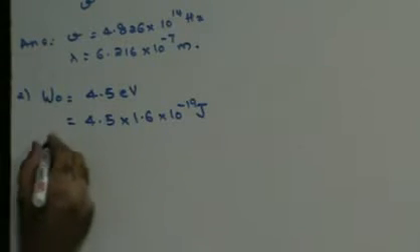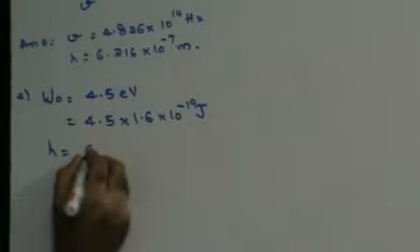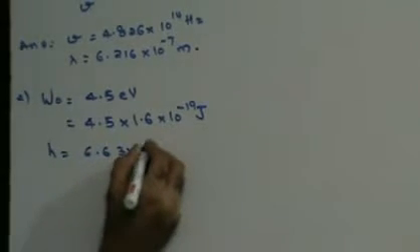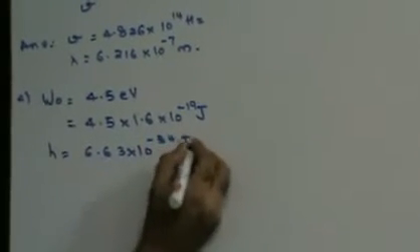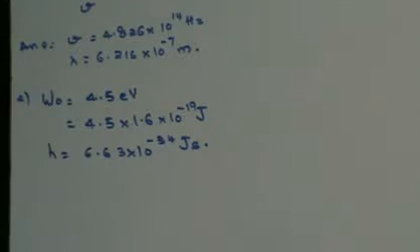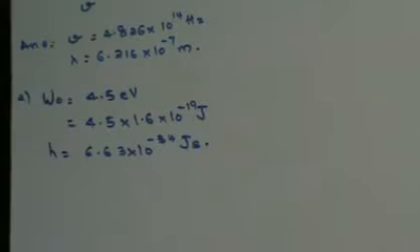You are supposed to know the value of H by heart. H is 6.63 into 10 raised to minus 34 joules second. Remember, when they give you an electron volt, you have to convert it into joules. The conversion factor is multiplied by 1.6 into 10 raised to minus 19.